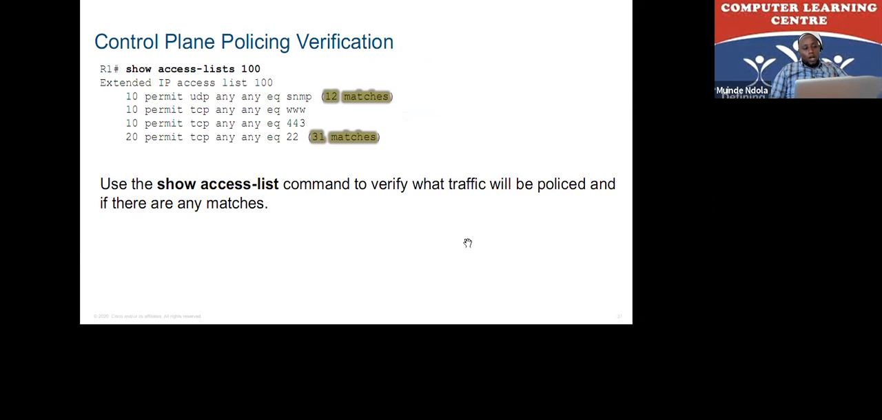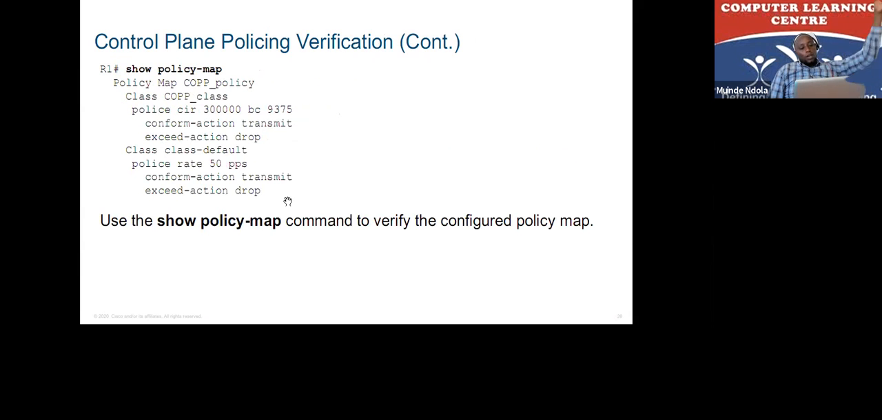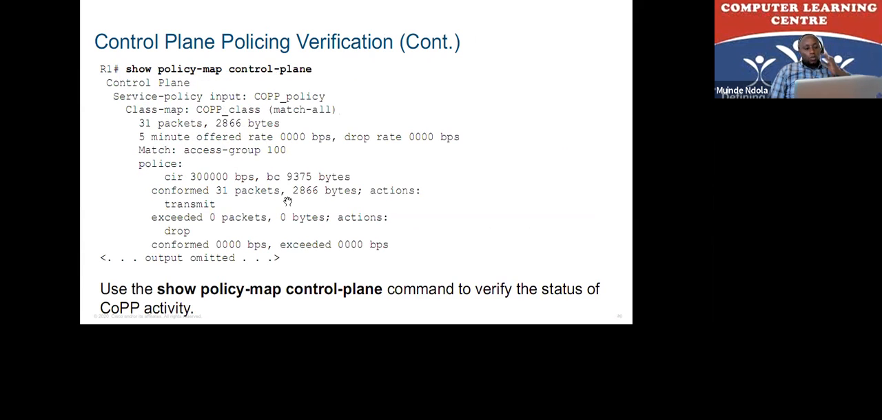Okay, so do you see now when you say show access list, it shows you the number of times that it matched. The rate limiting has been done based on this ACL, so that now you can do that. You can do show class maps, then you'll be able to see the class map if it's working or if it's not working. Okay, the actions of the policy map and so on. So you can always see that information there.